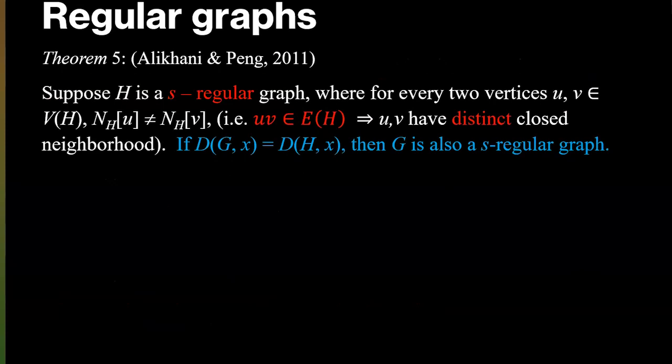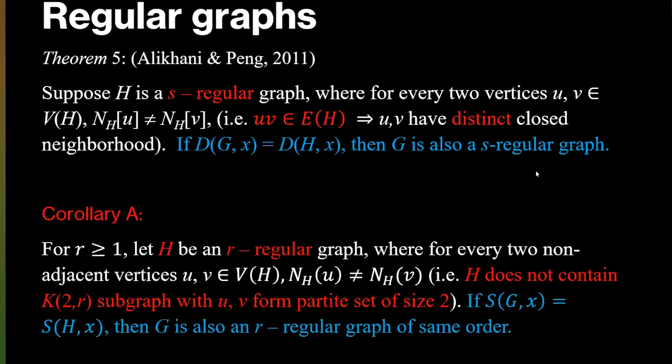This is another result obtained by Alekani on regular graph. I think he also mentioned this theorem just now. Suppose H is an S-regular graph in which every two vertices U and V have distinct closed neighborhood. Now if DG equals DH, we can conclude that G is also an S-regular graph.